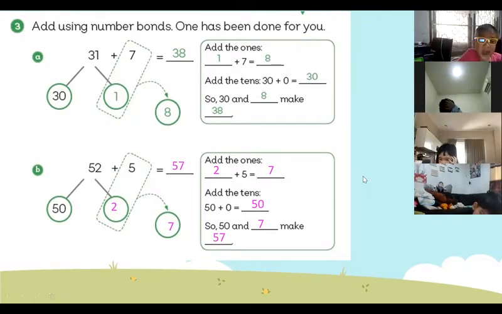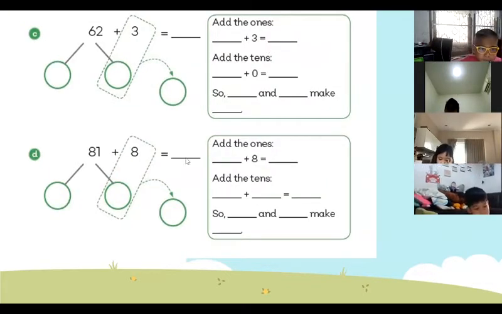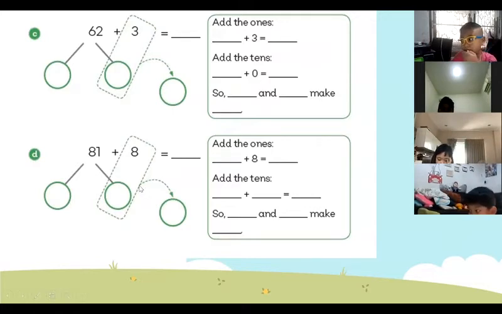Okay. Let's move on to C and D. Oh, the wind is blowing. Everything outside is falling over. Sorry. Let's have a look. I can't see my phone.